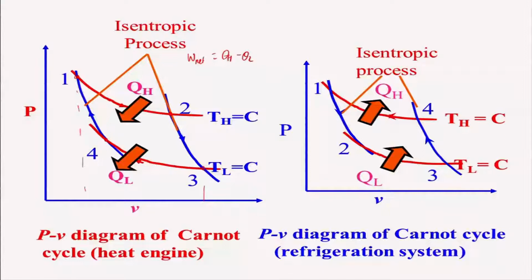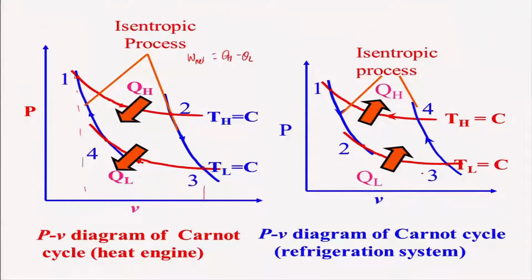Now, I can think of a process in a reverse way. Reverse way in the sense that instead of starting with state 1, I will expand from state 1 to state 2. And then I will go from state 2 to state 3, so that I take some amount of heat from the sink, that is the low temperature thermal reservoir, QL.